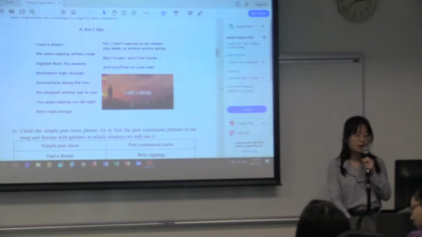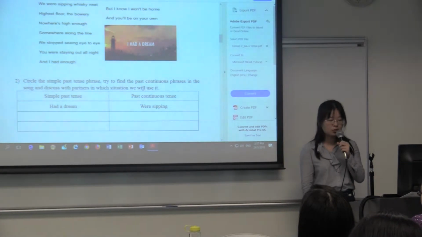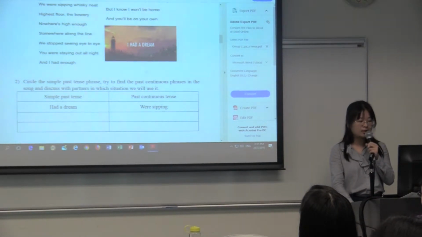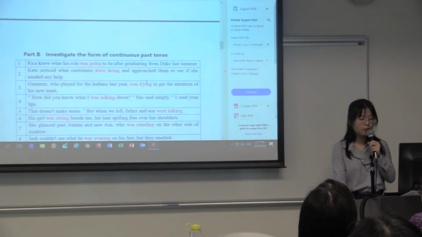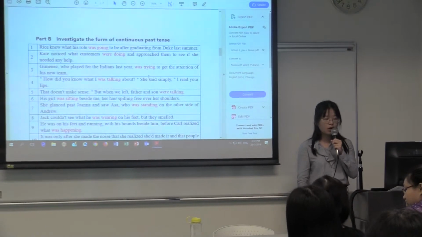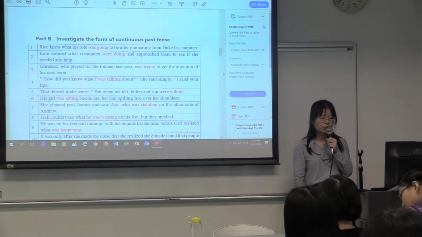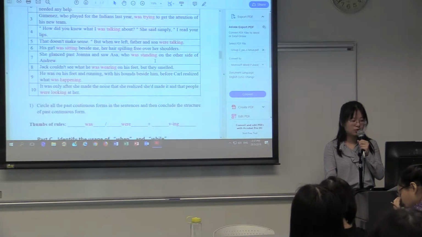Through circling the tense phrases, students can make the comparison of the two tenses and then analyze the functions of the past continuous tense. Part B is to give students some real materials from the COCA and to let them explore the structures of the past continuous tense.